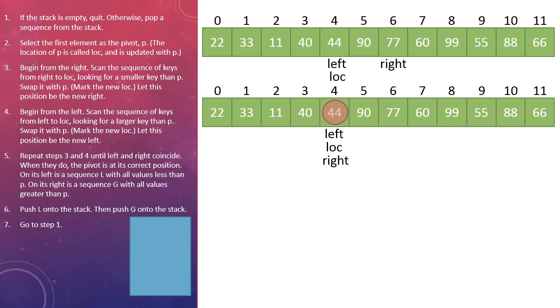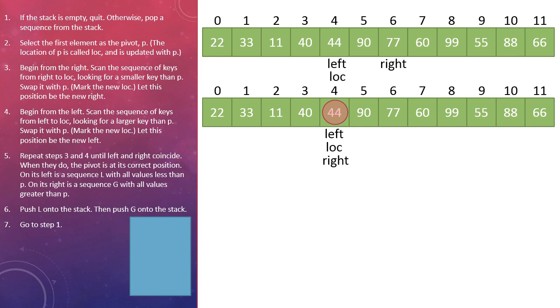When the pivot comes to sit in its correct position, it breaks the given sequence into two sequences, one on the left, the other on the right. The one on the left is a sequence of values smaller than the pivot. The one on the right is a sequence of values greater than the pivot.